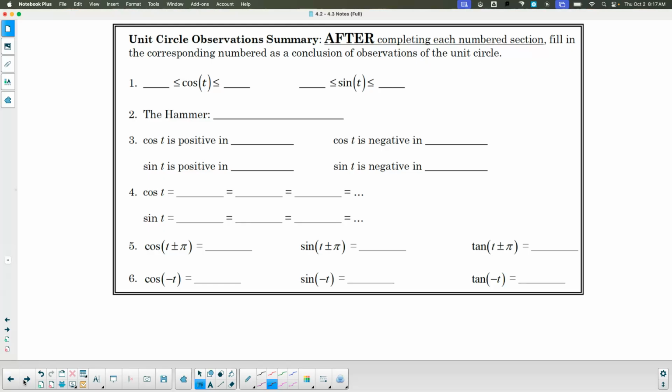Then part number 3 says using your unit circle, thinking about the quadrants, fill in the following. Where is cosine positive, negative? Where is sine positive, negative? Where is tangent positive and negative? Then radian values greater than 2 pi is section 4. Section 5 is on the next page, which is how does adding or subtracting pi affect the values, and what does that mean? And part 6 is negative radian values.